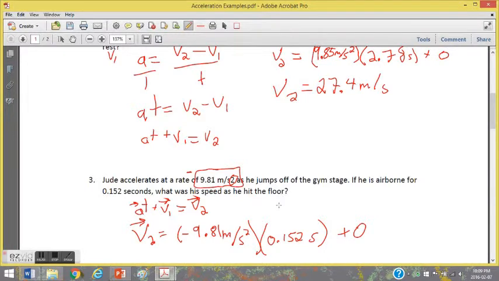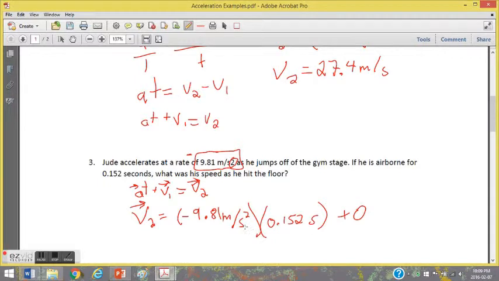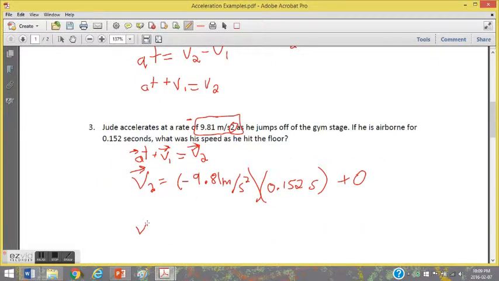Now, again, pause this. Do the math for yourself. Don't just copy me, or worse, don't just watch me. Actually do this work for yourself. Make sure you're getting the same answers. 9.81 times 0.152. V2 is going to be negative 1.49 meters per second. What does the negative mean? It just means he's moving down when he hits the floor. This sort of makes sense. That's generally what happens when we jump off of something. We're moving down.